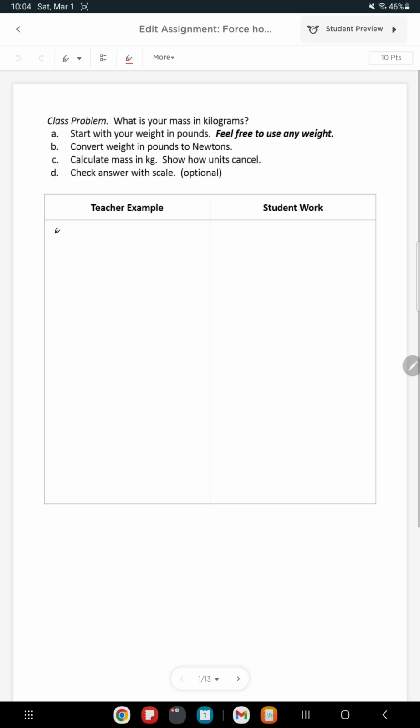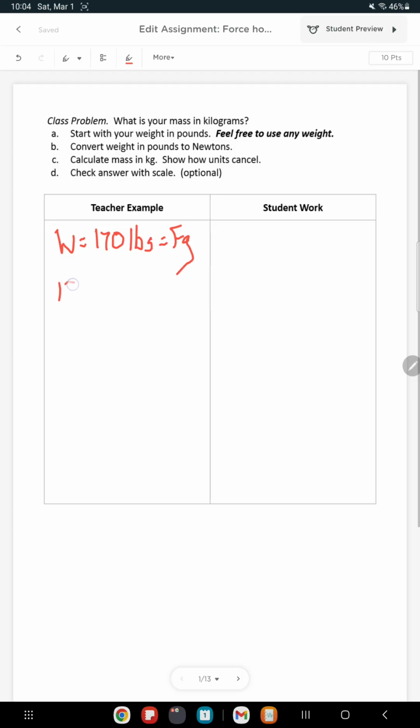If we take what we would weigh in pounds, you can use any numbers you want here. You can just copy my example if you want to, but if you really want to know your mass, this is how you can find it. You can also check it with a scale, which I'll talk about at the end. For the variable weight, instead of W, we're going to use Fg, which is called the gravitational force. We're going to convert this weight to newtons first.